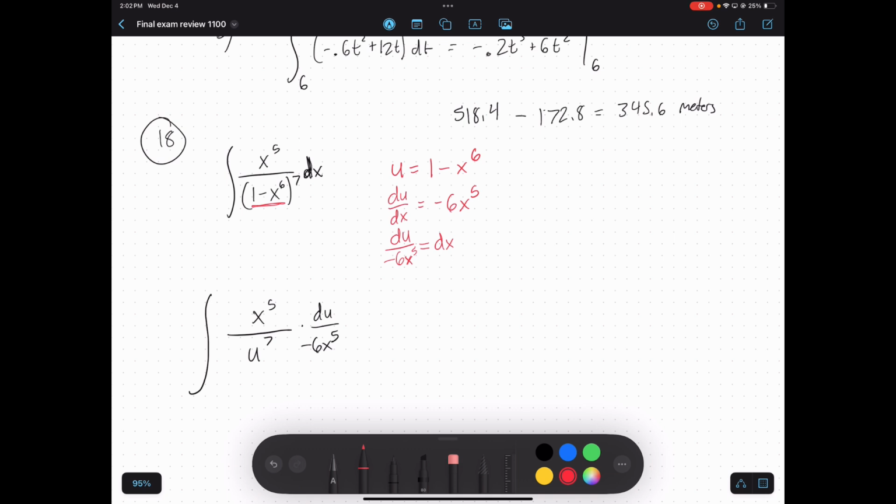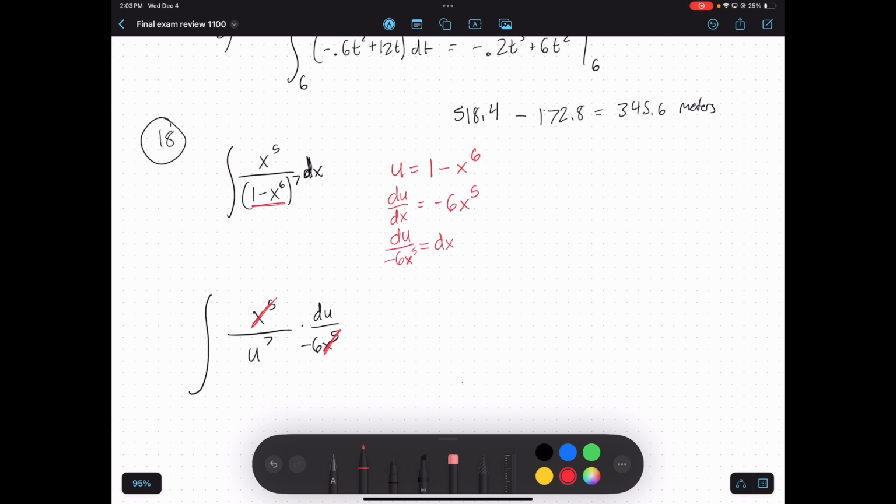It will cancel out the x. The x's will cancel out. I have an x to the fifth in the denominator, and I have an x to the fifth in the numerator. Those will divide to just equal 1, which means they're just canceling out. The negative 6 doesn't cancel out, though. Where can I put that negative 6?